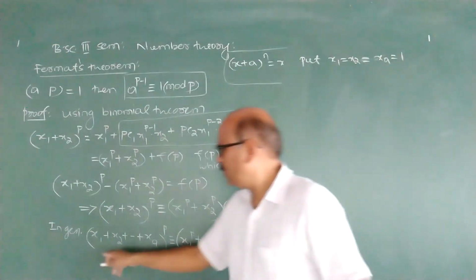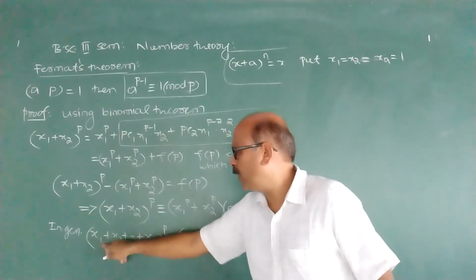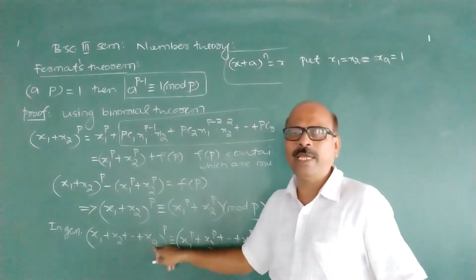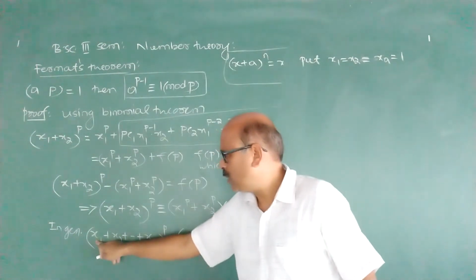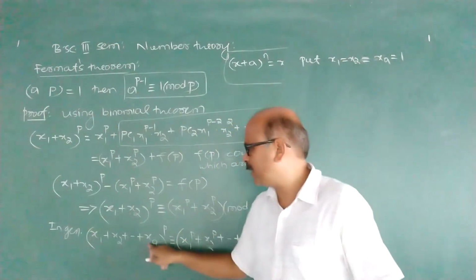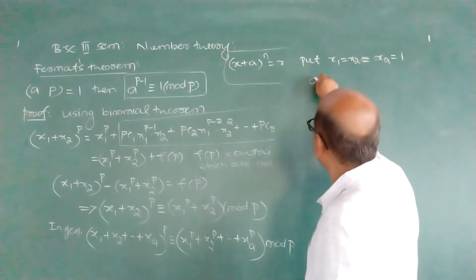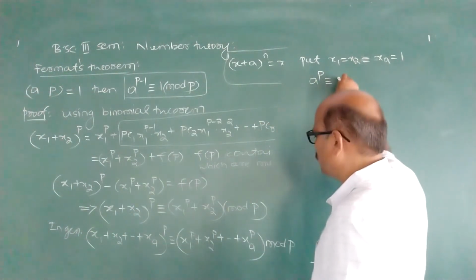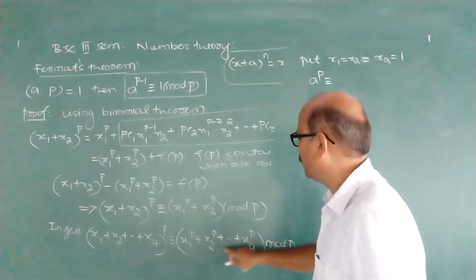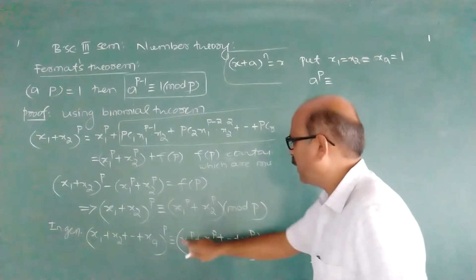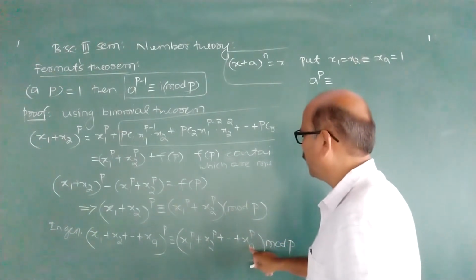How many numbers are there? x1, x2, etc., a numbers are there. We take each as 1 here: x1 is 1, x2 is 1, xa is 1. What do you get? You will get a raised to P is congruent to 1 raised to P plus 1 raised to P plus 1 raised to P, because x1 is 1, x2 is 1, xa is 1. So what do you get?